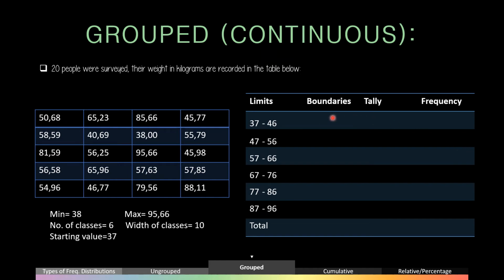Why do we need boundaries? So I want you to look at your data, and you're going to see that we have decimal values. That gives you a little tip, because it tells us that we can possibly have numbers that exist between 46 and 47, for example. Let us assume that we had 46.5 in this data set.